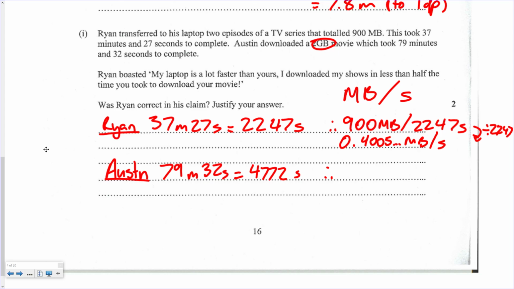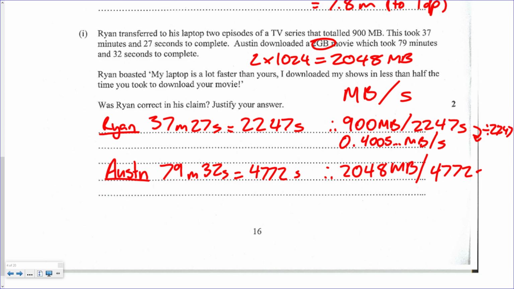2 gigabyte movie. So remember, 1 gigabyte is 1,024 megabytes. So this is 2 times 1,024, which equals 2,048 megabytes. So once we have that, we know that we download 2,048 megabytes per 4,772 seconds, which equals 0.429 megabytes per second. So now we've found the download speed for Ryan, and we've found the download speed for Austin.